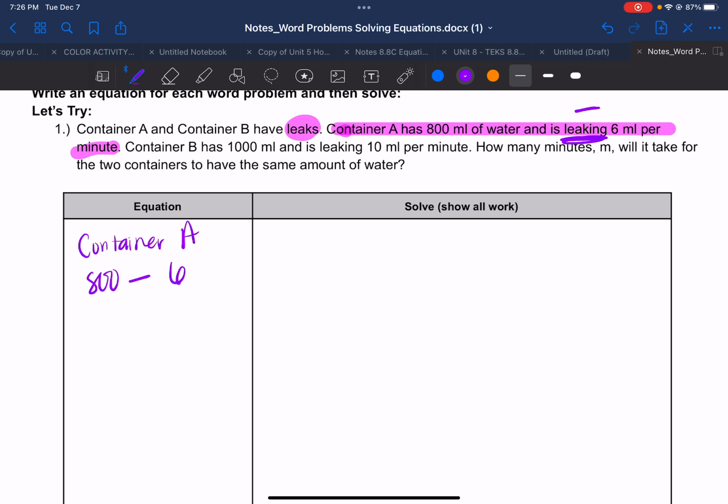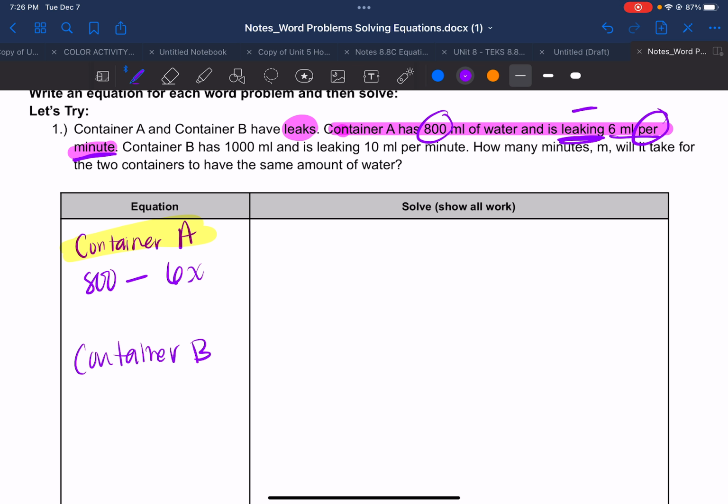So that's 6, we'll just call it 6x. Right, so we start with 800 and we're leaking. This is my rate right here, per. Right, this per tells me that's like my constant rate of change. Cool. So we have my container A equation. Now let's write my container B equation. Container B.